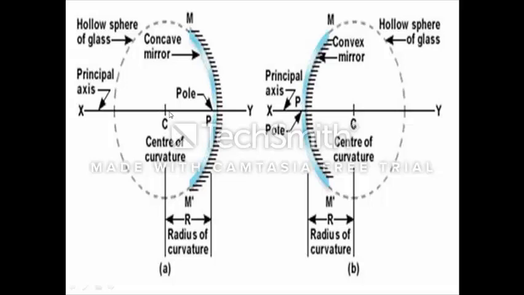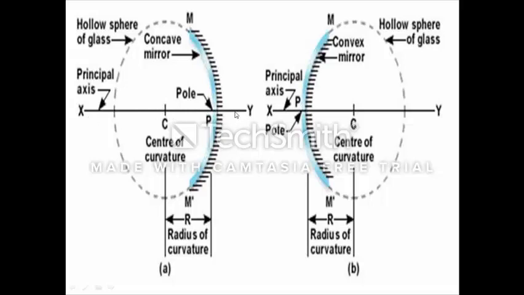Center of curvature is the center of the hollow sphere of which the mirror, whether it is a concave mirror or a convex mirror, is a part. A line which is joining the center of curvature and the pole.